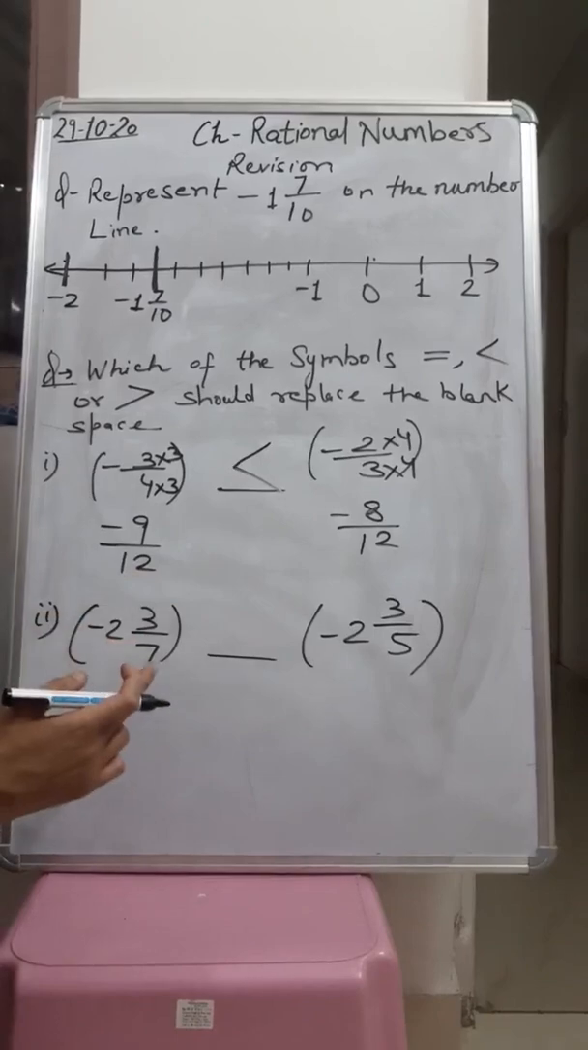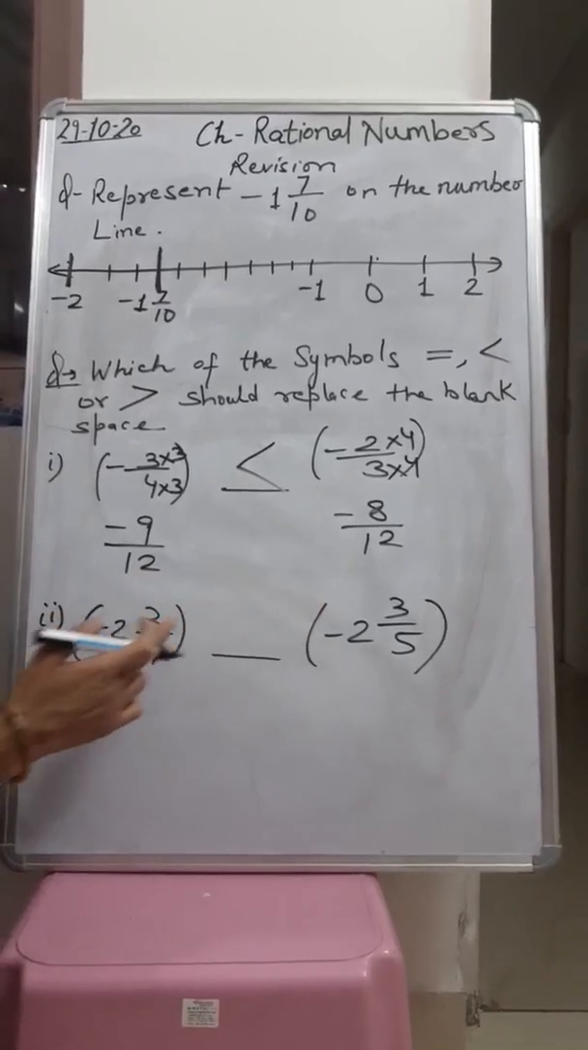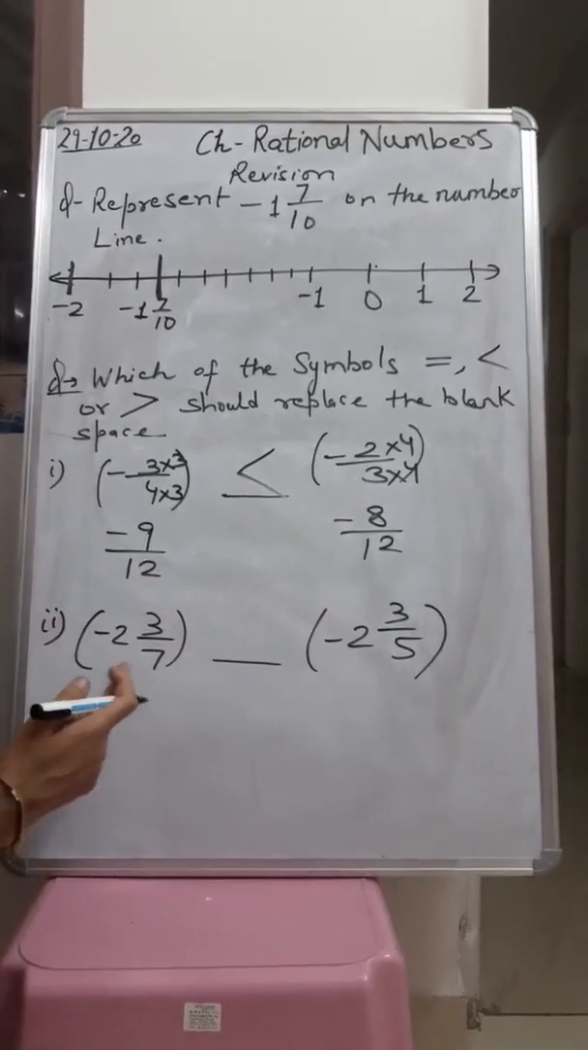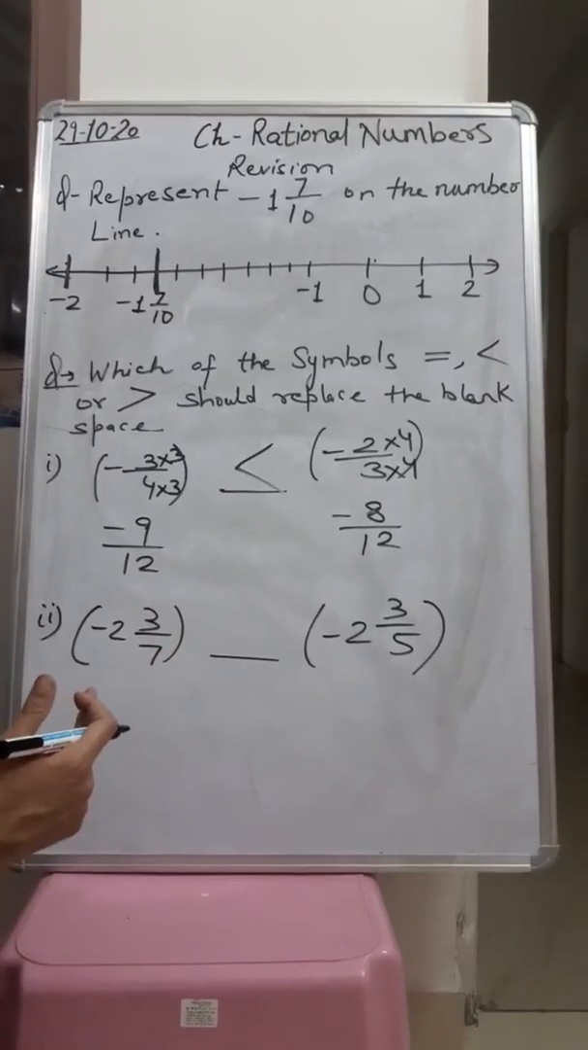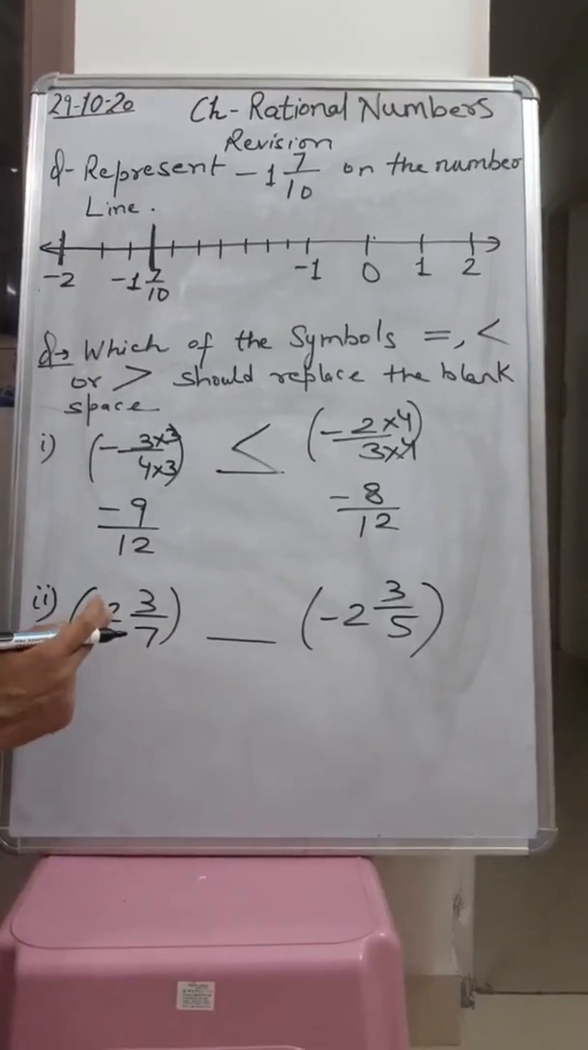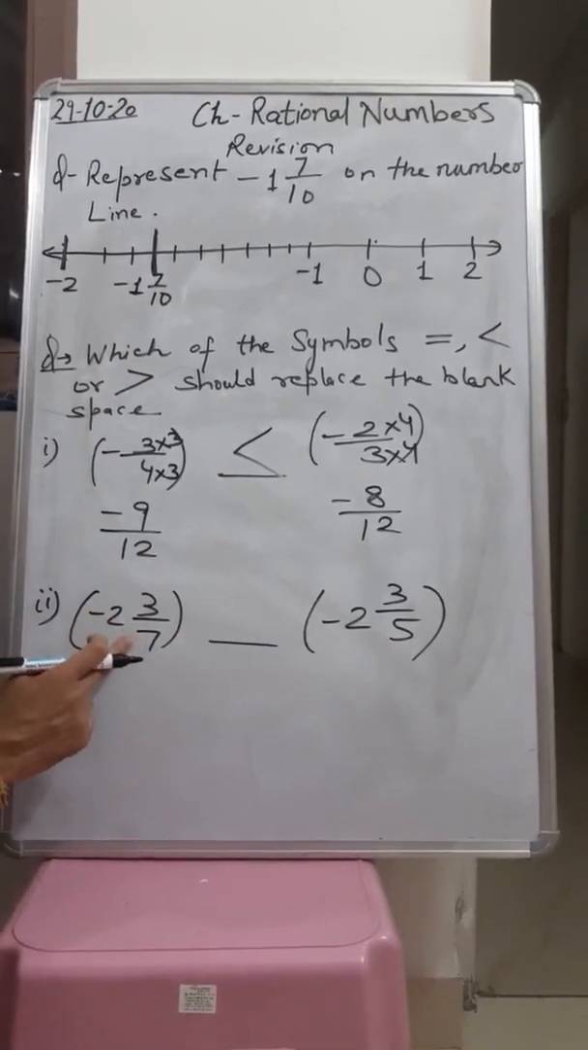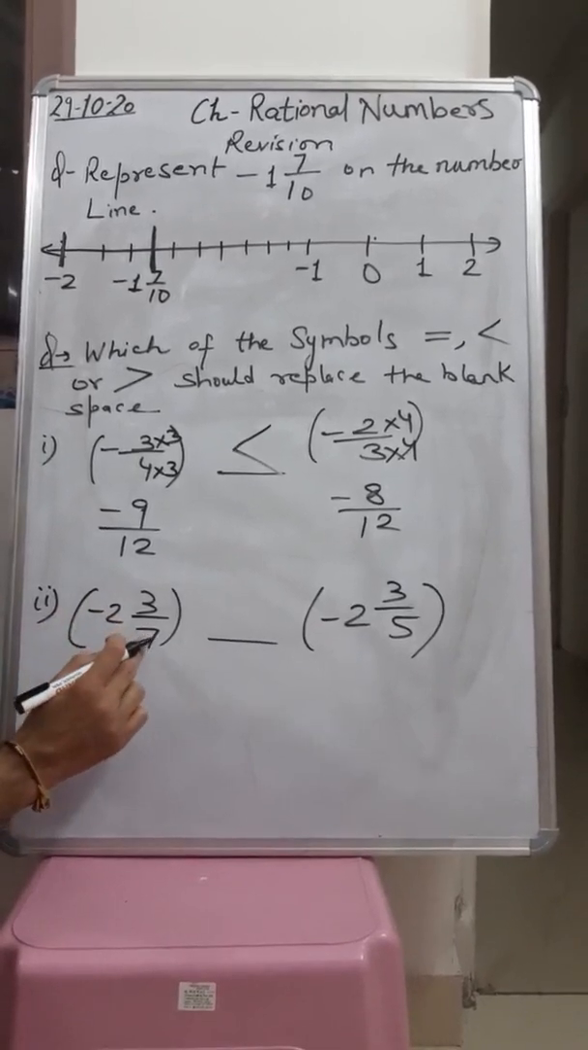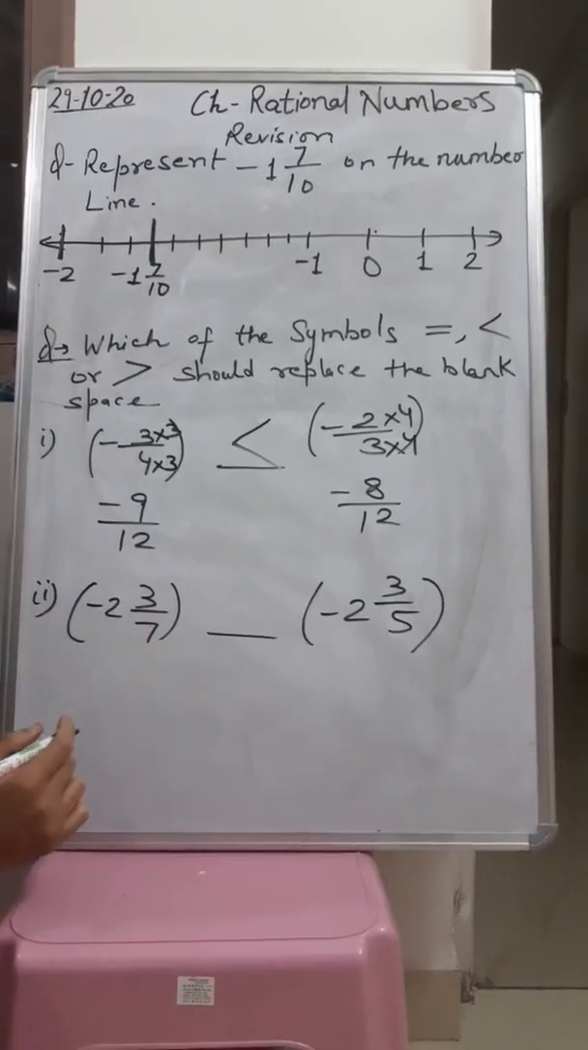So next, again we can see that two rational numbers are given in the second part and they are mixed rational numbers. So first we have to change them to improper fractions. So this gives you, when you multiply 7 with 2, 14, 14 plus 3, 17.